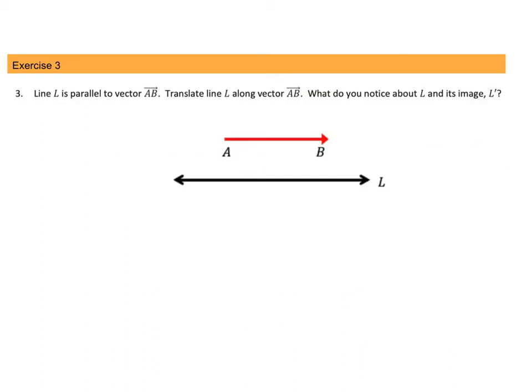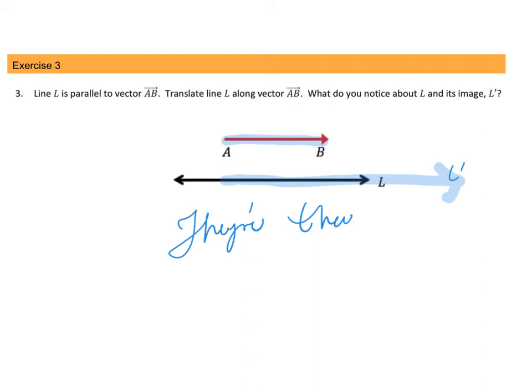All right, moving into number 3, it says line L is parallel to vector AB. Translate line L along vector AB. What do you notice about L and L prime? So we're going to be moving this line this much. I would say it's probably going to be right here. Here would be my L prime. What do we notice about those two? They're the same line. You can hear my baby saying hi, sorry about that. Okay, they're the same line.